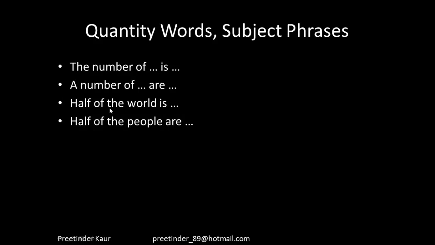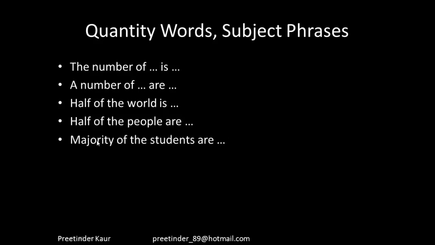The next thing, half of the world is and half of the people are. Now here it does not depend whether you're using half or whatever fraction you use, it always depends on what the subject is. If you're talking about half of the world, it's still talking about the world, which is singular, so we will use a singular verb. If you're talking about half of the people or 2/5 of the people or 10% of the people, in that case we are still talking about people, which is always going to be plural. So that's why we are going to use are.